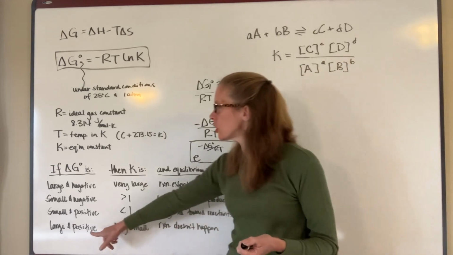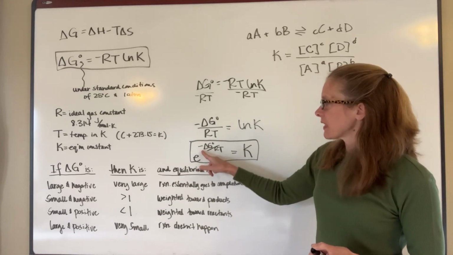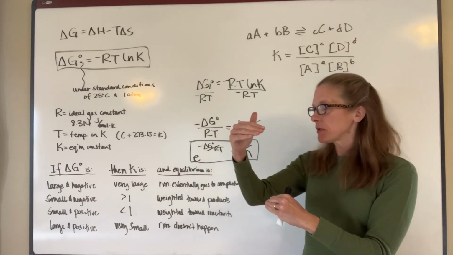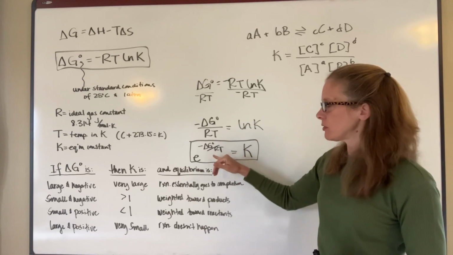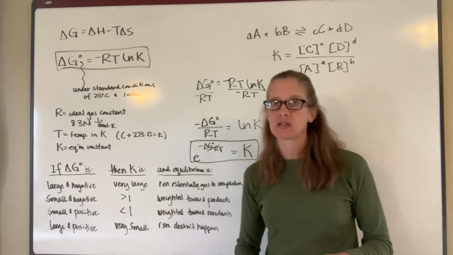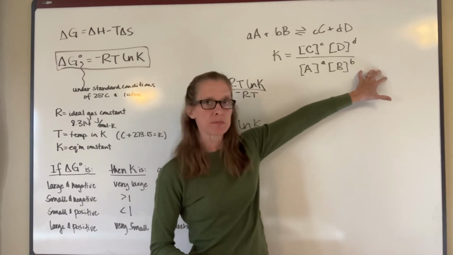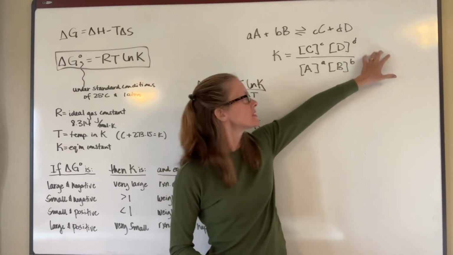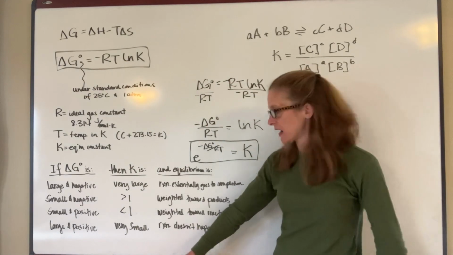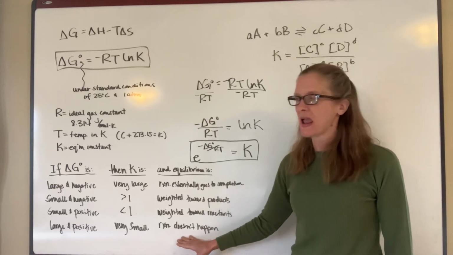Okay, now if I have a large positive delta G, think what happens here. It's a big number, but because it's negative, I have to flip it and put it in the denominator. When I put that in the denominator, that makes a very, very tiny fraction. And so that means that K is going to be very, very small. If this number is very small, then my bottom number is big, my top number is small. So what's that mean? That means my reaction is so heavily weighted towards the reactants that it really doesn't happen at all, and for all practical purposes, I can say that it doesn't happen.